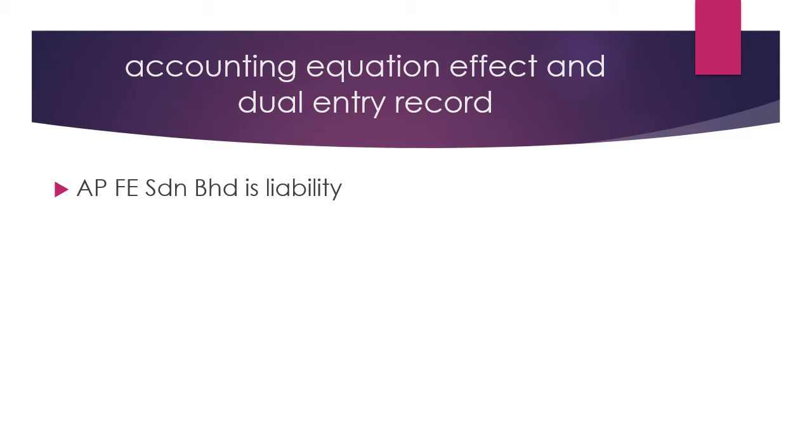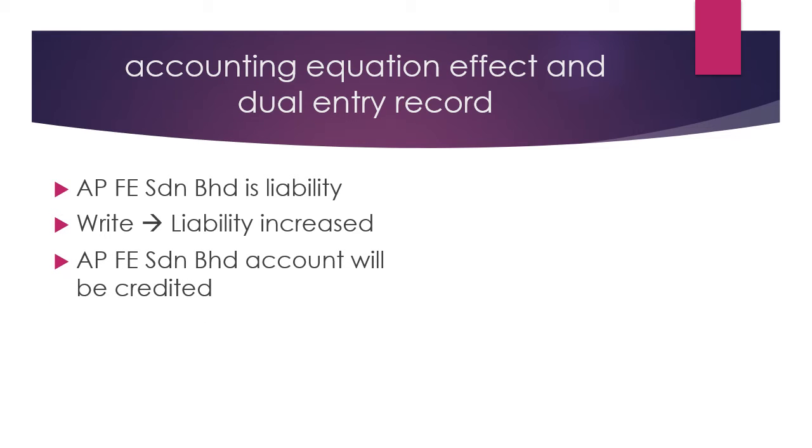FE Standard Berhad, AP FE Standard Berhad, is actually classified as a liability. So you will write liability increased using the other clear formula. Whenever the liability increased, you need to credit the account. So the FE Standard Berhad account will be credited, and you will write CR credit AP FE Standard Berhad, or you just write CR FE Standard Berhad.